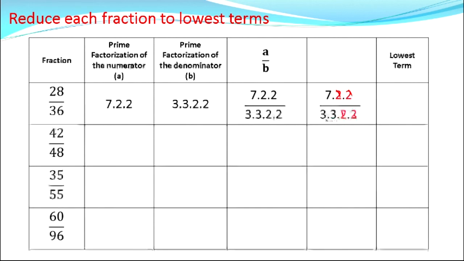This is 3 times 3, and 3 times 3, that's going to be 9. So, pinaka-lowest term ng 28 over 36, that is going to be 7 over 9. Yan yung pinaka-answer niya. Nakuha natin yung lowest term using prime factorization. Okay, sabutin lang natin yung mga kasunod pa. Meron pa tayong tatlo rito na example. That is 42 over 48, 35 over 55, and then 60 over 96.